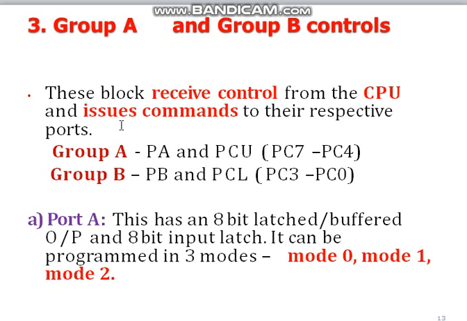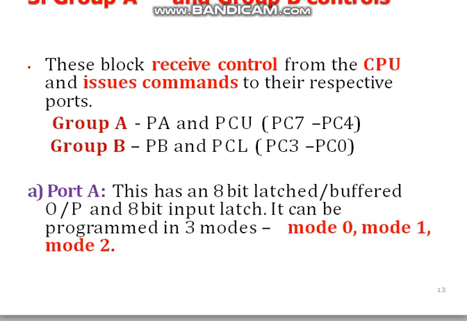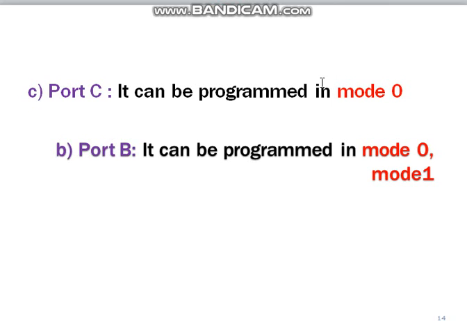Similarly, when you take your port A, it has got 8 pins. You know that port A consists of 8 pins. These 8 pins can be operated in 3 modes: mode 0, mode 1 and mode 2. Similarly, port C is operated in only one mode, that is mode 0. Port B can be programmed in mode 0 and mode 1.